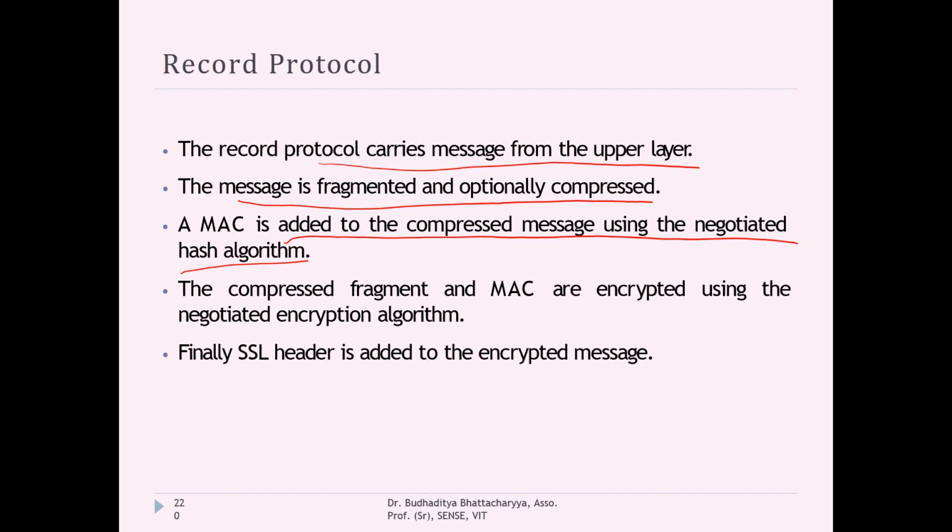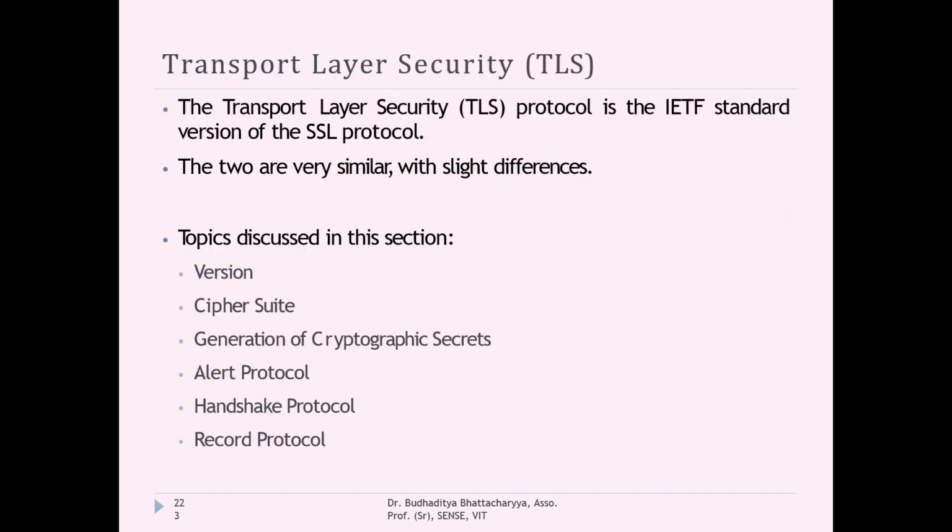Alright, so the message coming from the application layer, plus the handshaking, the cipher and the alert protocol, whatever the information, that goes to the record protocol. And that information is shared in the next. Okay, so that's how the protocol works.